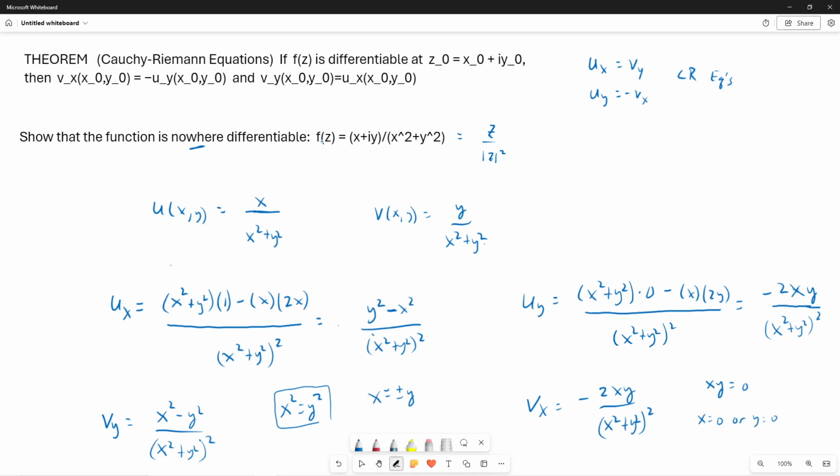And the function itself is not even defined at (0, 0), so it's certainly not differentiable. f(0) is undefined. 0 is not in the domain of the function. In order for the Cauchy-Riemann equations to hold, I'll reiterate, either x has to be 0 or y has to be 0, and at the same time x² has to equal y². So that means x and y are both 0. That's clearly not a point of differentiability of this function, since it's not defined at that point. So this function is nowhere differentiable. z over modulus of z squared is nowhere differentiable.